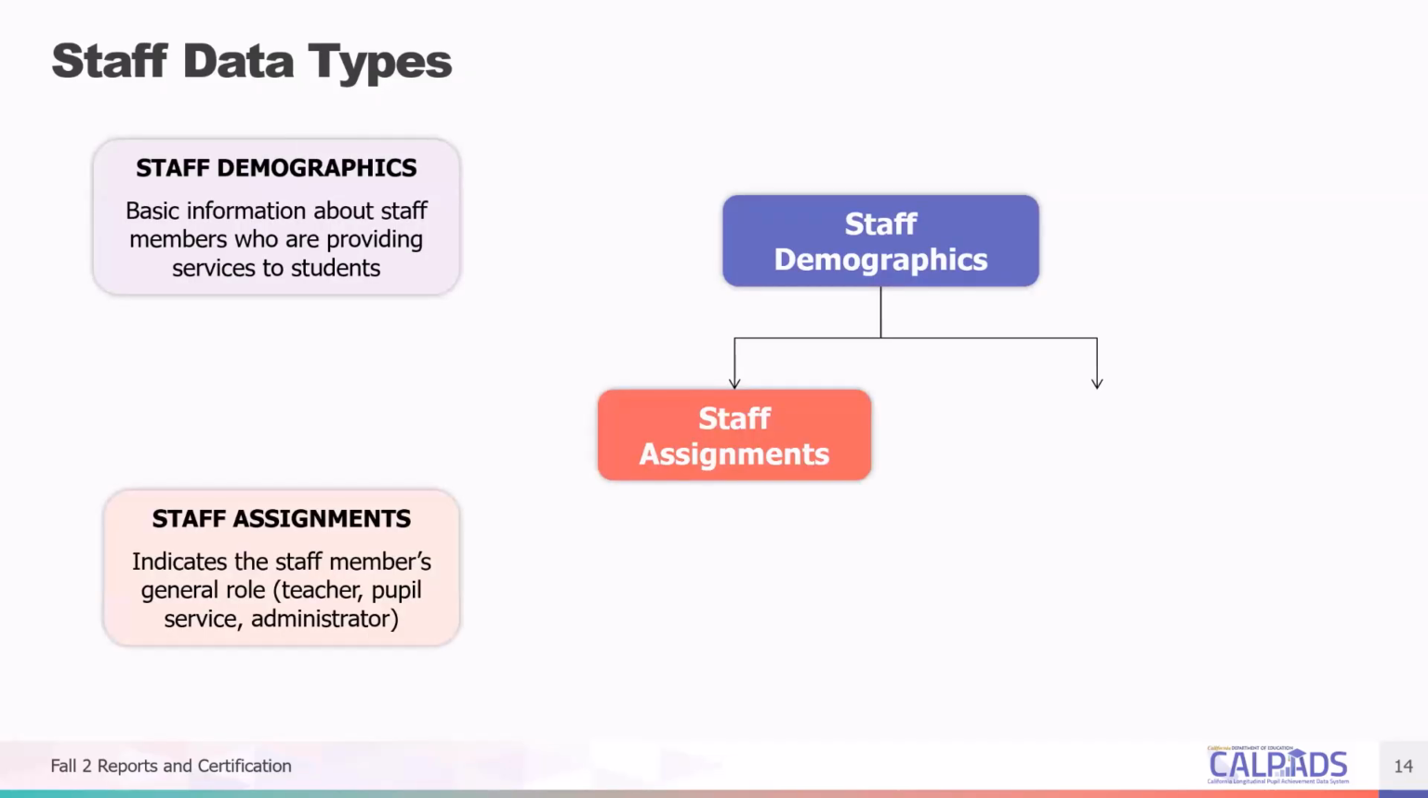First, we have staff demographics. This section includes the personal and professional background information of each staff member, which includes race, ethnicity, years of service, and highest degree level. Next, we have the staff assignments, which represent the actual work that staff members perform within the LEA. This may include credentialed teachers, administrators, and pupil service staff.